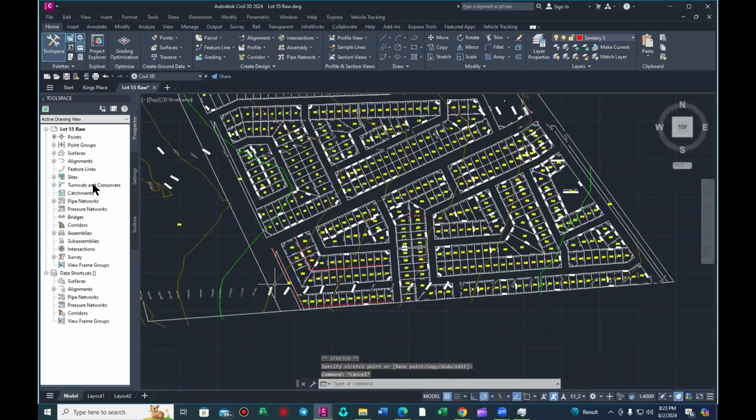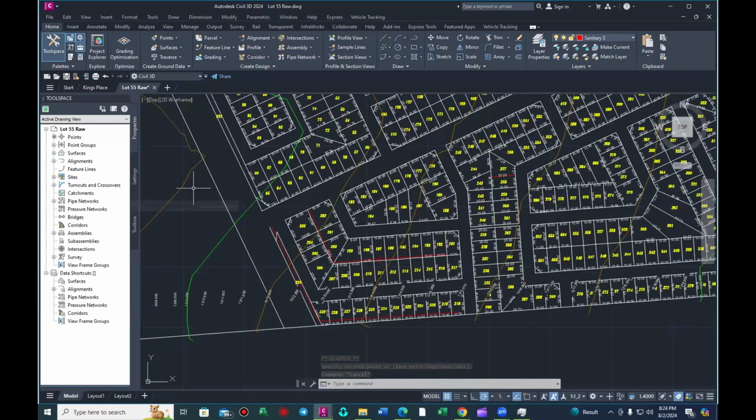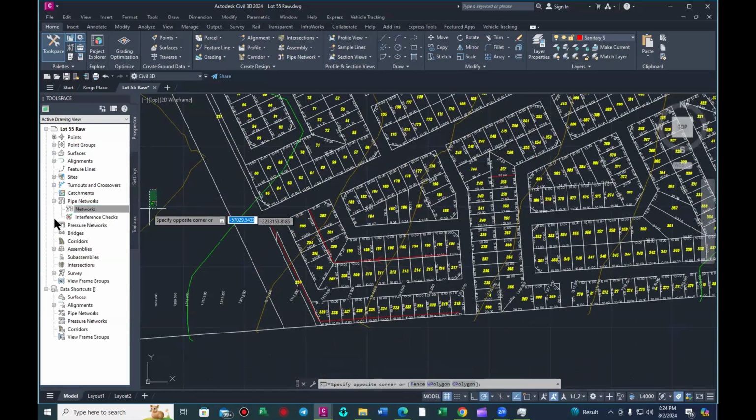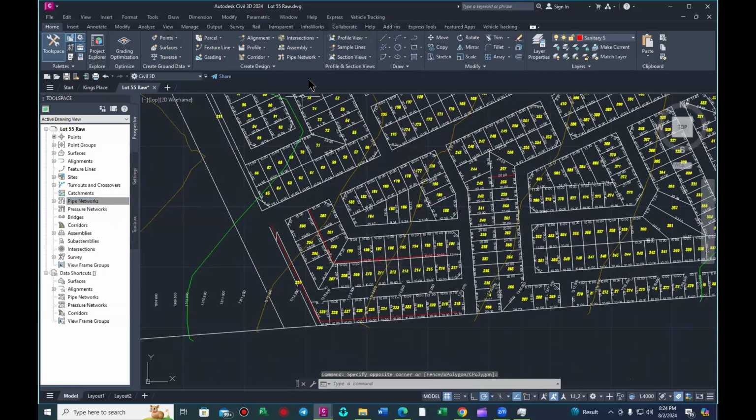So now that I've done that, I want to lay my pipe network, you guys. What you do is you go to your prospector, right? There are two ways of doing this. There's pipe networks here. You can actually create a pipe network here, right? Or you can go to this tab here.